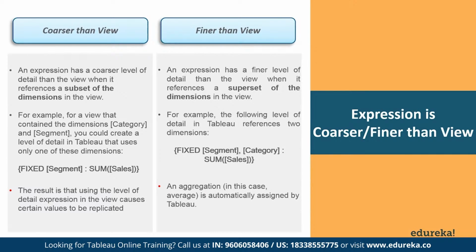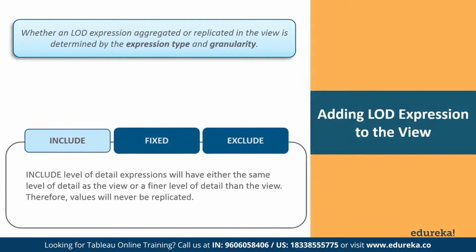For example, the following level of detail expression references two dimensions. When this expression is used in a view that has only segment as its level of detail, the values must be aggregated. Here is what you would see if you dragged the expression to a shelf. An aggregation, in this case average, is automatically assigned by Tableau, but you can always change the aggregation if you need it. Now, adding an LOD expression to the view.